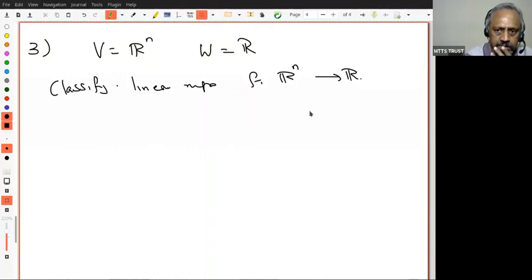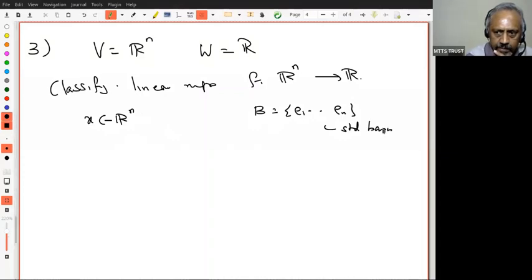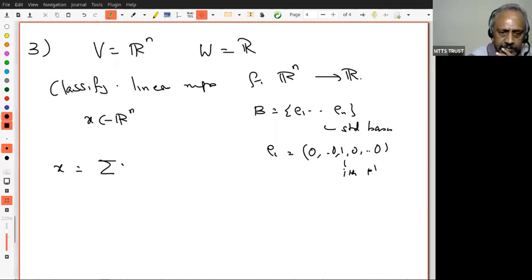So this is a linear map, right? Now start with a vector x in R^n. Do you remember we have a basis B of R^n, e1 to en? This is the standard basis. e_i, in row vector notation, is 0, 0, 1, 0, everywhere 0 except the ith place. Then we can write x as summation x_i e_i, that is x1 times (1, 0, 0, 0) plus x2 times (0, 1, 0, 0) and xn times (0, 0, 0, 1).